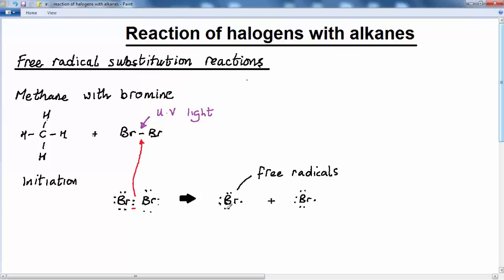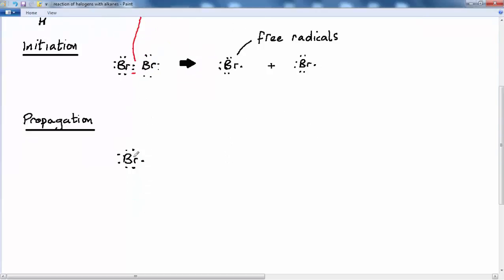The first thing it's going to do is come over to this methane molecule and rob it of one of its hydrogen atoms to form hydrogen bromide. Whereas this is called the initiation step, the next steps are called the propagation steps. Our bromine free radical is going to attack the methane molecule. It's going to grab hold of this hydrogen and form hydrogen bromide. This electron is going to pair up with the electron from the hydrogen atom, and that's going to leave a methyl group with a single unpaired electron.